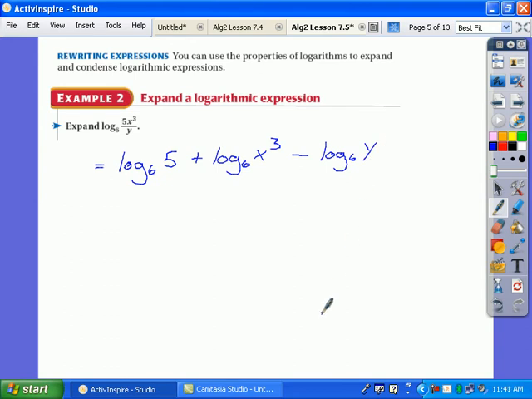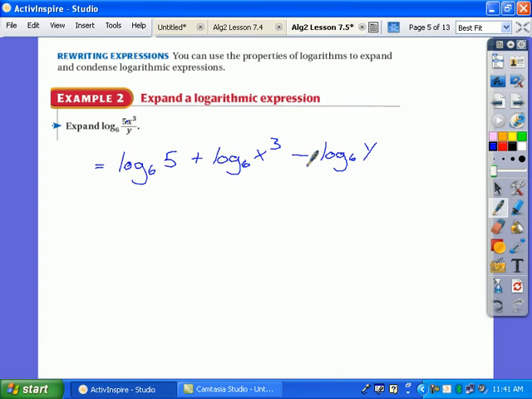I realize that in some ways it looks more intimidating. Let me go through the properties, right? When I multiply two arguments inside of a logarithm, I can split those out into two separate logs by addition. When I divide two pieces inside of a logarithm, I can split that apart by subtraction. That's exactly what I have there.